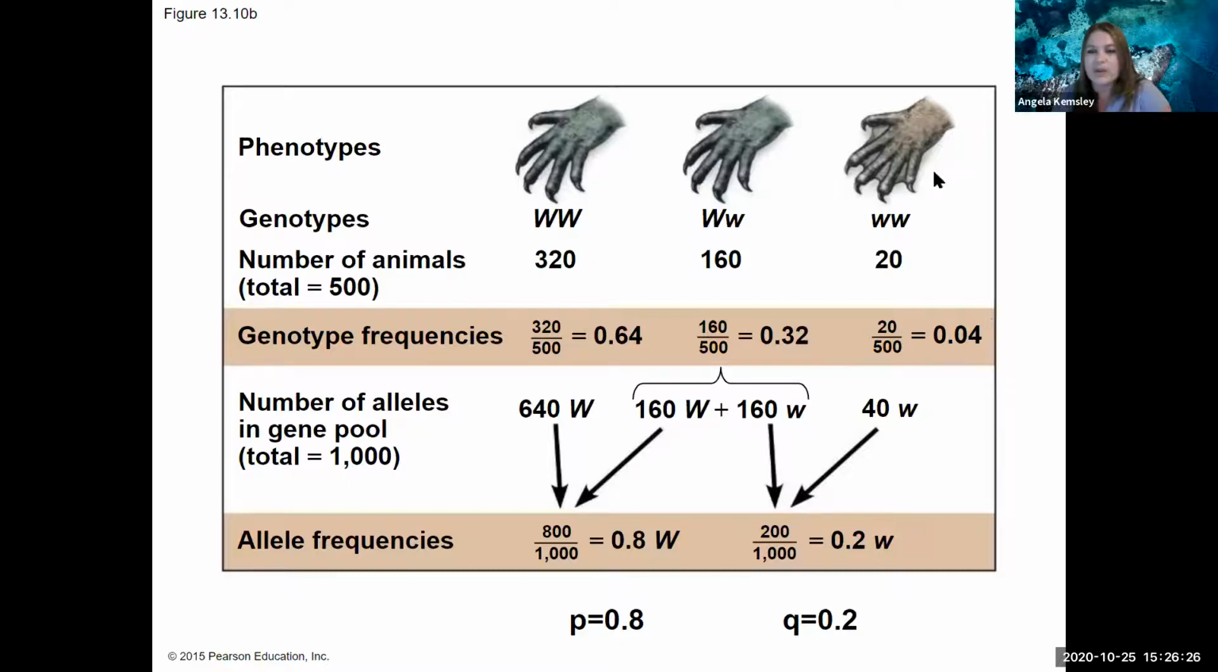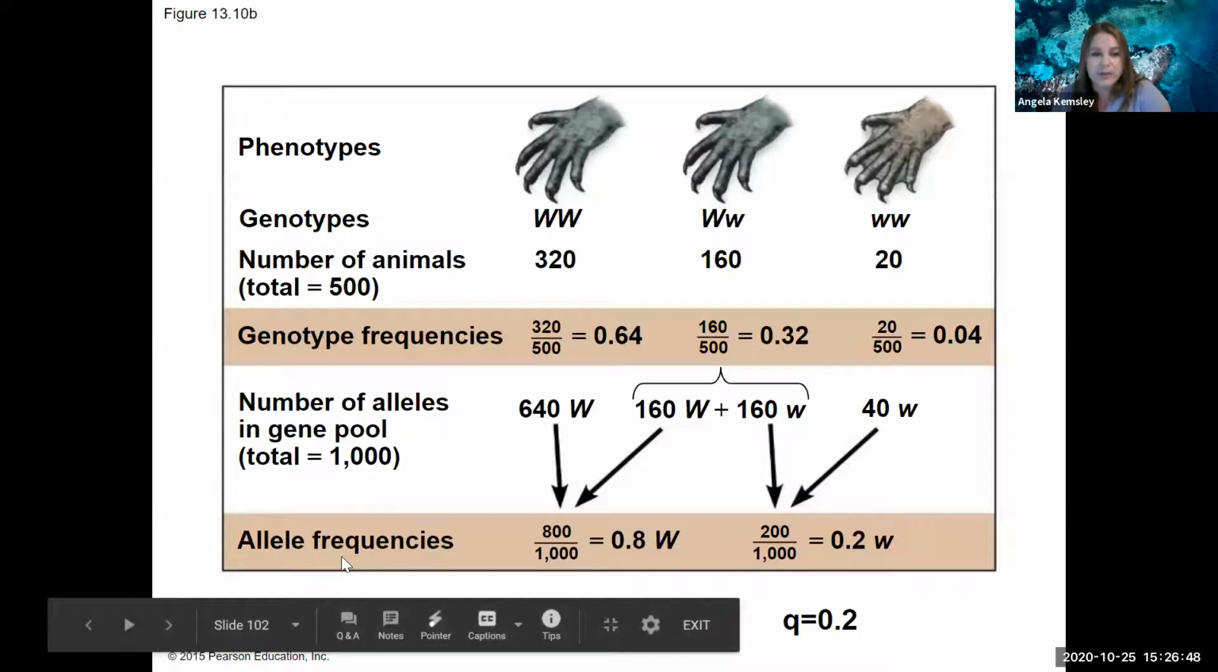And then if we look at our homozygous recessive individuals, there are 20 of them. So we're going to divide 20 homozygous recessive individuals over 500 total individuals in that population, giving us a genotype frequency of 0.04 for our homozygous recessive genotype. So now we need to calculate the allele frequencies. So if you remember, we had the idea of p squared and p.